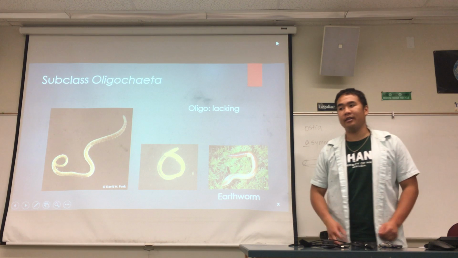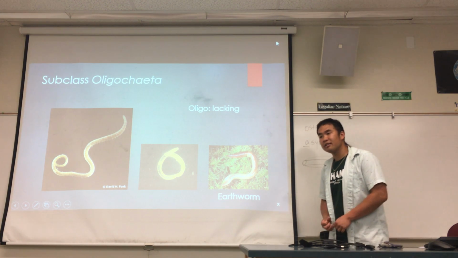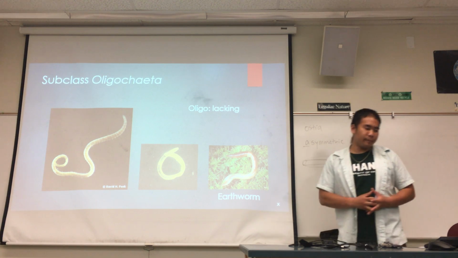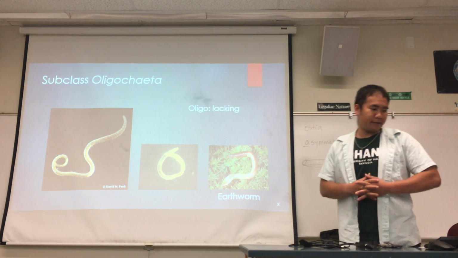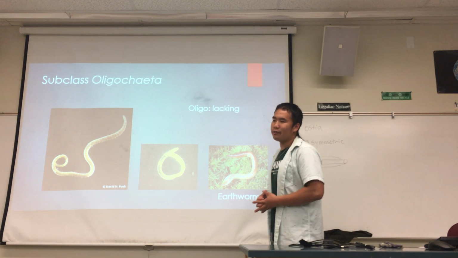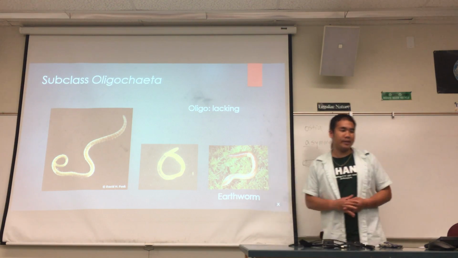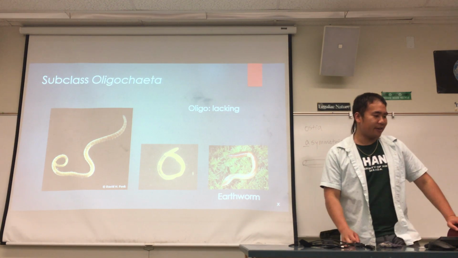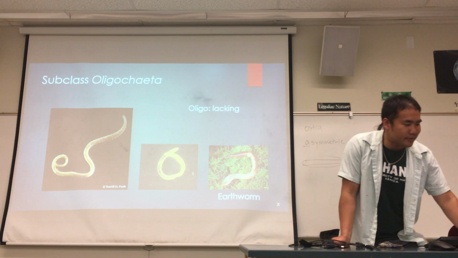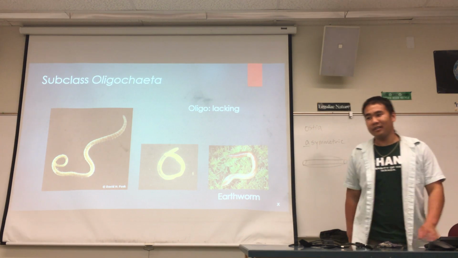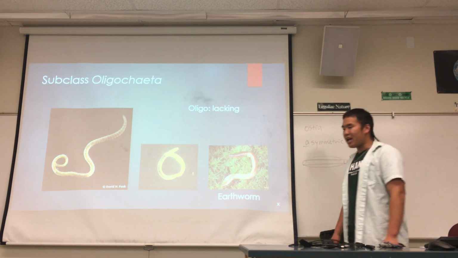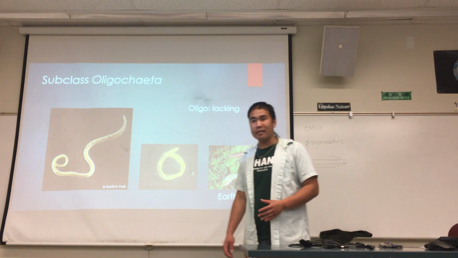oligochaetes. Why are they considered a subclass and polychaetes a class? Because oligochaetes are considered part of polychaetes actually, because they're closely related. That's a good question. It would make sense to put them in different groups, but they're pretty related.